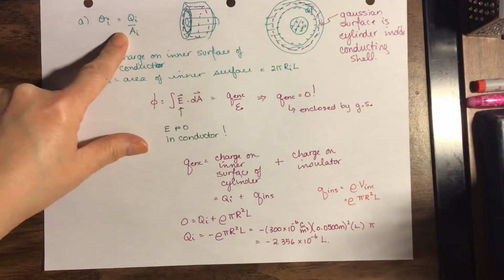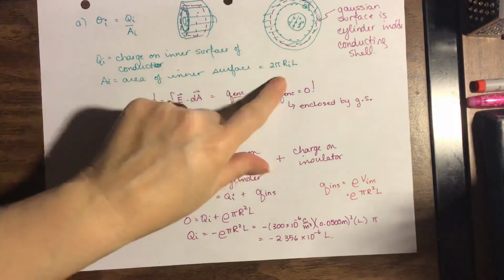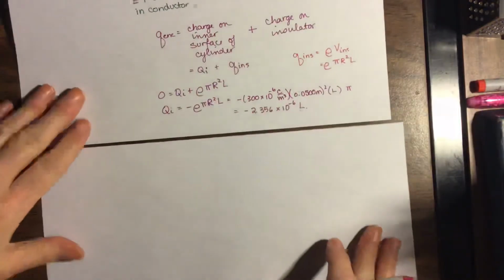Remember, I'm asked for the charge density, which is that charge divided by the area. And I know that my area is 2 pi r times L. Okay, let's do that step next.